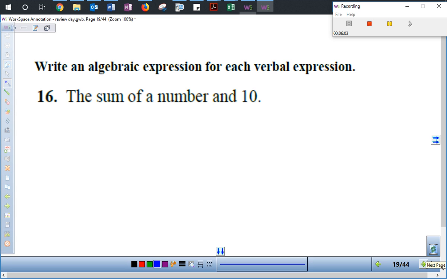Number 16, pause the video, write down an algebraic expression. So the sum of a number and 10, sum means plus. We don't know what that number is, so I'm going to call it a variable. So I want to add that number and 10, and we get x plus 10.